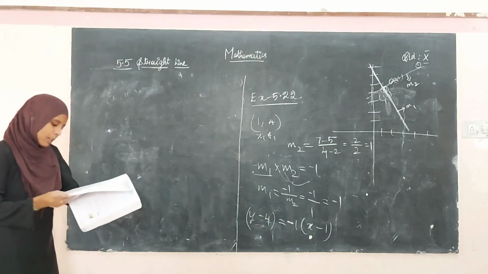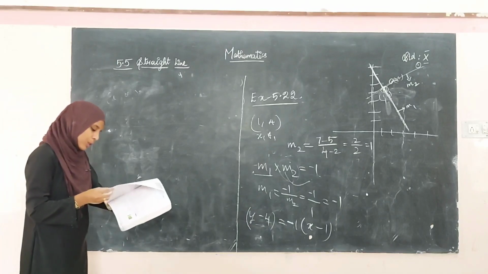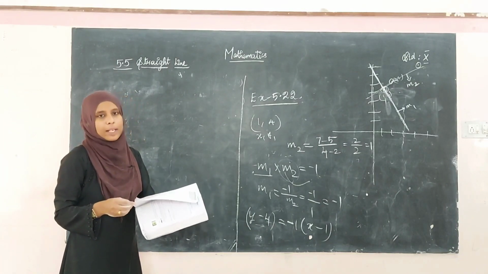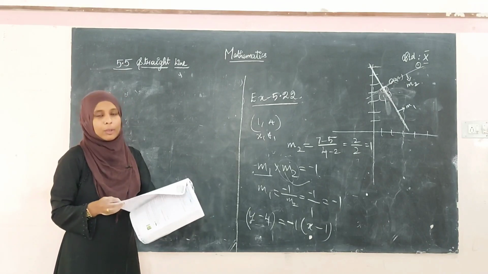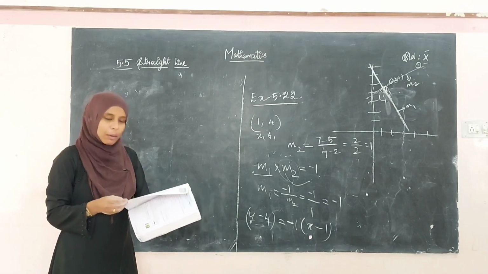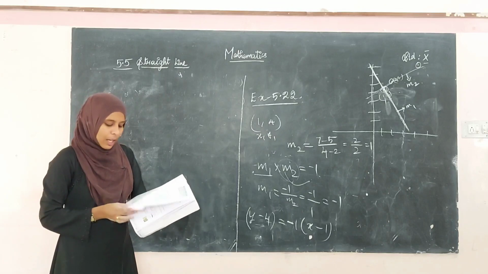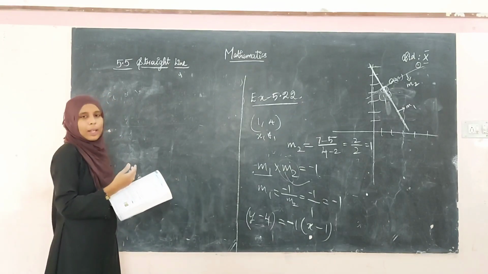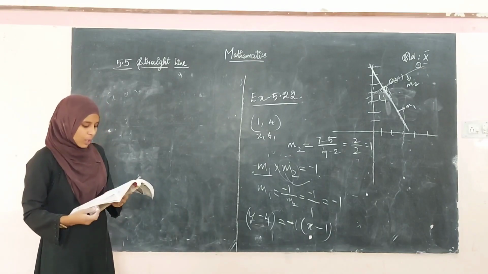See the example 5.23. Find the equation of the straight line passing through the points 5 comma minus 3 and 7 comma minus 4. So this example is an assignment for you. What you have to do is take 5 comma minus 3 as x1 comma y1 and take 7 comma minus 4 as x2 comma y2, put in the formula and substitute, and you will get the answer.